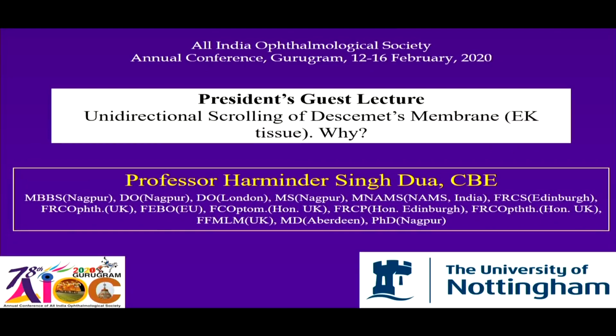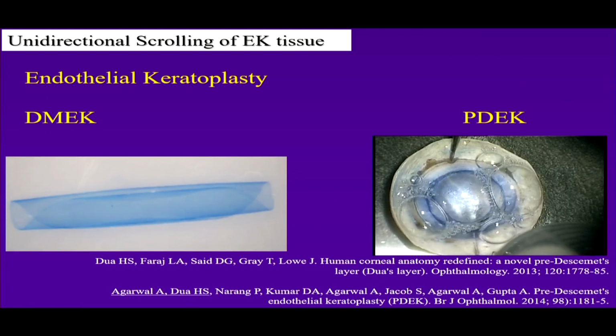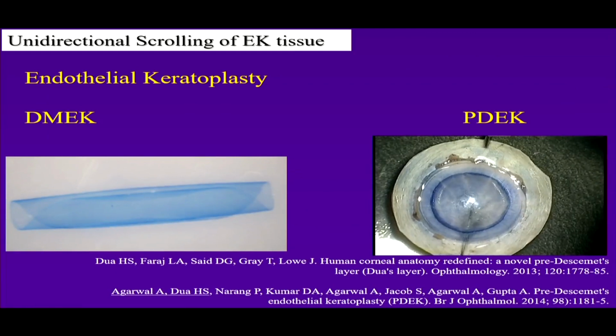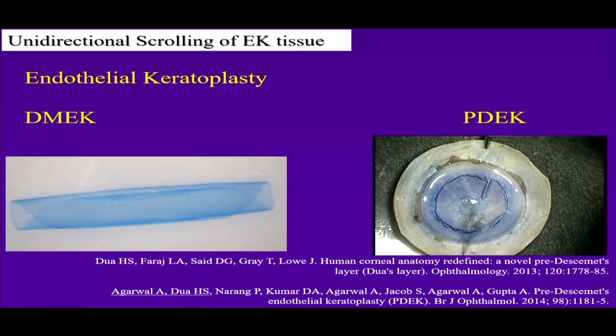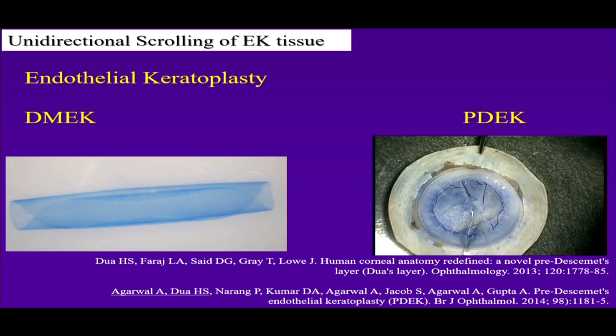All cornea surgeons know that the Descemet's membrane always rolls with the endothelial cell outside. So when we do a DMEK procedure, we take the Descemet's membrane out, the endothelium is outside, the Descemet's membrane inside, and the same happens with PDEK tissue.